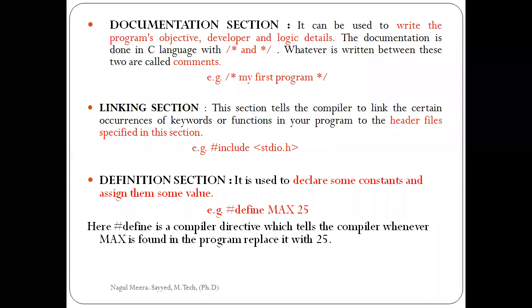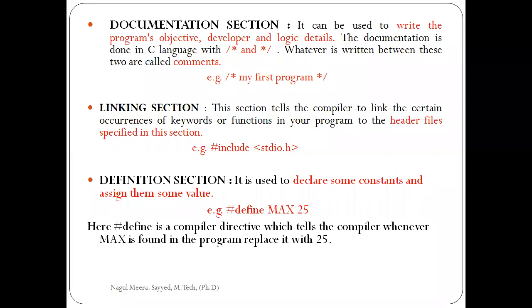Then coming to our third one, the definition section. What is the meaning of this? The definition section is not compulsory. It is optional again. So what is the meaning of the definition section? In this definition section we declare some constants or some values.